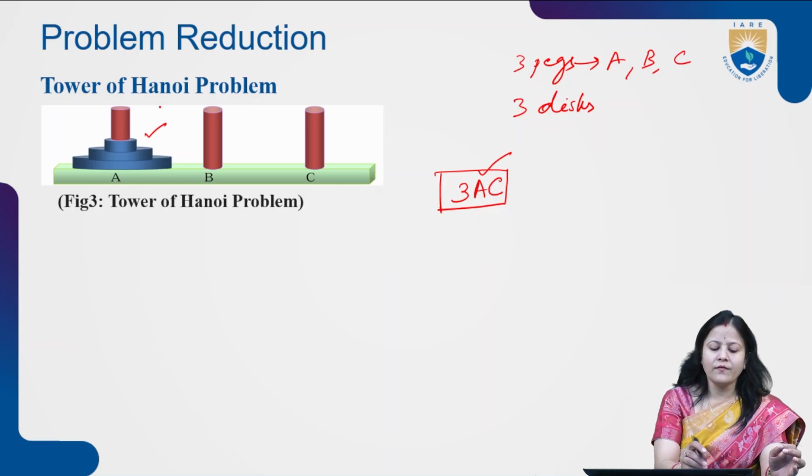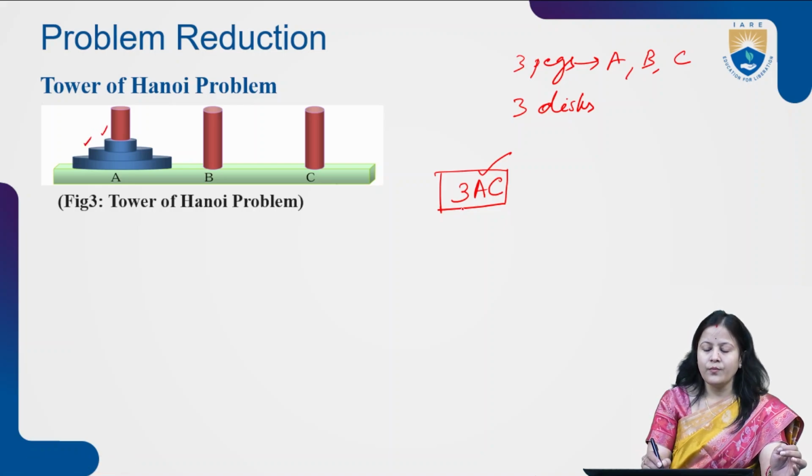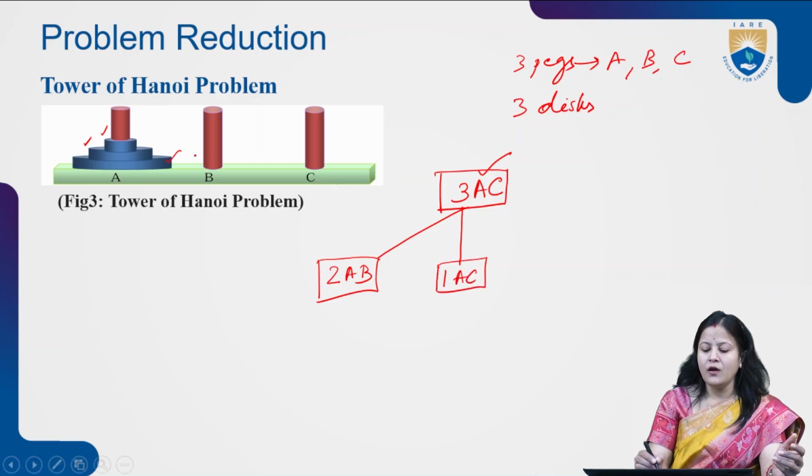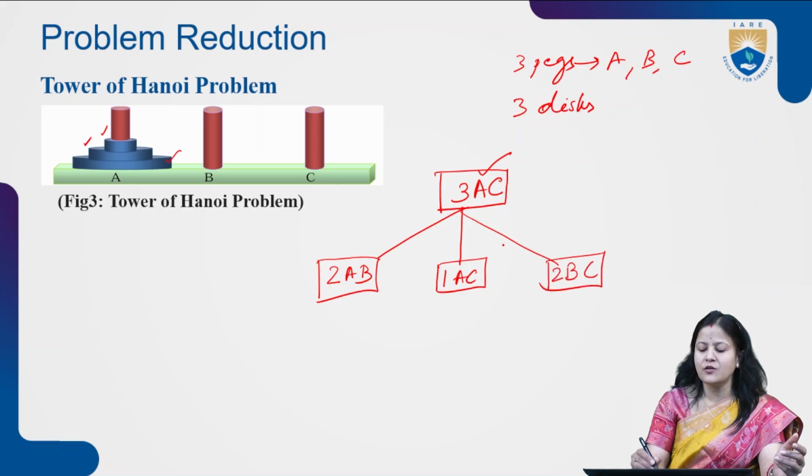First, we'll transfer the upper one and the second disk to the peg B. So two disks we can transfer from A to B. Then the last disk we can transfer from A to C. Then the two disks at B, we can transfer from B to C, so that we can achieve this goal state.